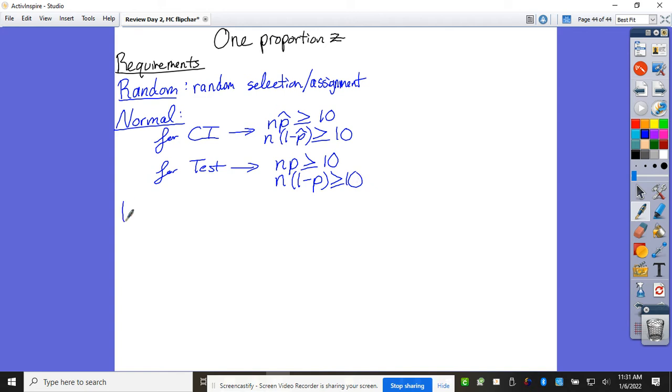And then my last condition, this should get really easy because we didn't do much of any changes with this at all. Pretty much always independent, 10% condition, exactly what we think it is.